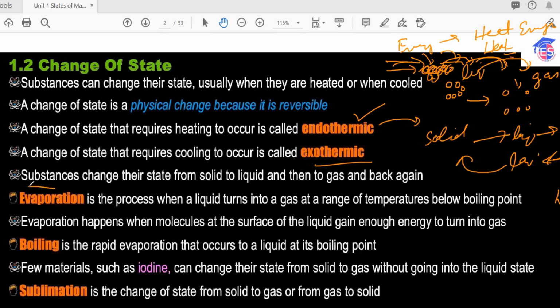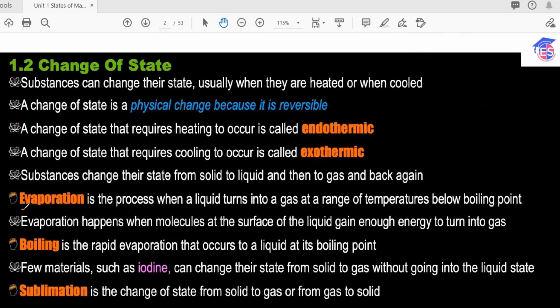Now, substances change their state from solid to liquid, then to gas, and then back again. By heating, you can convert solid to liquid, and with more heating, liquid to gas. By cooling, you can convert gas into liquid, and if you continue cooling, the liquid goes back to solid. Now, we can also give names to these processes.